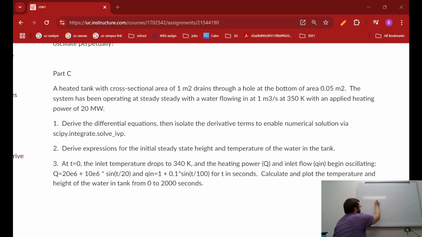the area of the hole times the square root of 2gh, this height being h, and this hole being A_h. Then the area of that would be the cross-sectional area of the tank, and I believe that would be our picture.